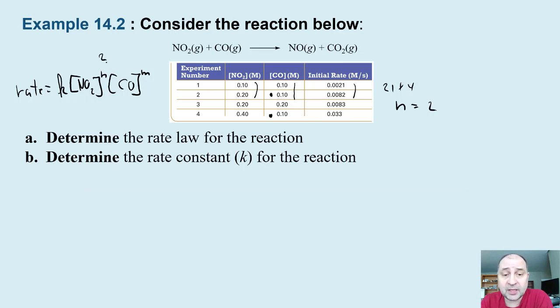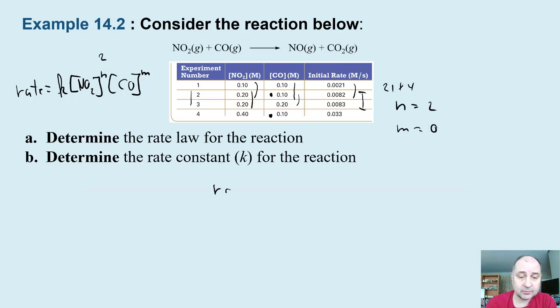Well, we do the same thing. We pick now 2 points of this data where we're keeping the concentration of nitrogen dioxide constant. And so that's from 2 to 3. So from 2 to 3, we are keeping the concentration of NO2 the same, and we're doubling the concentration of CO. And here, the reaction rate doesn't change at all. So we know that m here is going to be equal to 0. So it's independent of the concentration of CO.